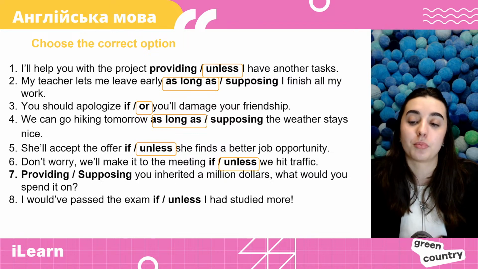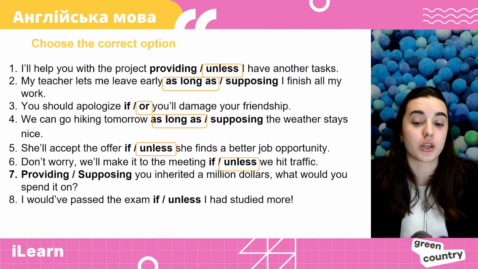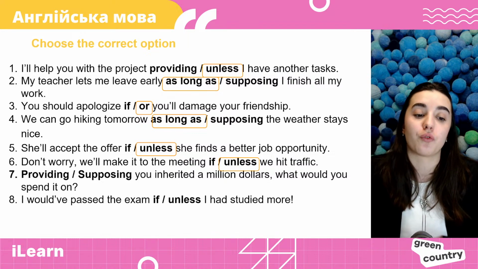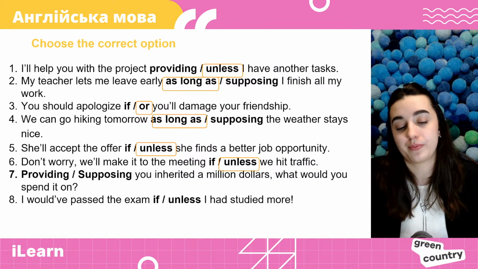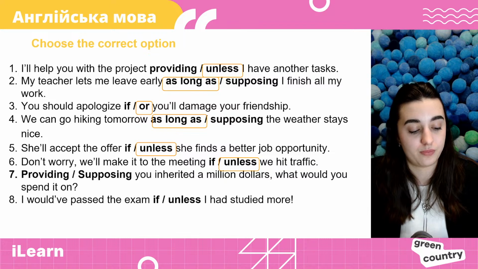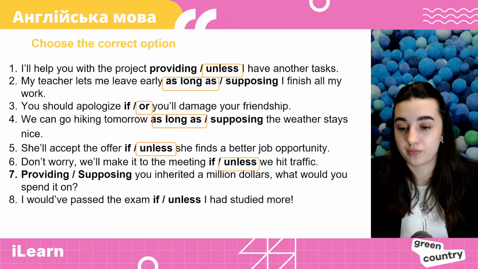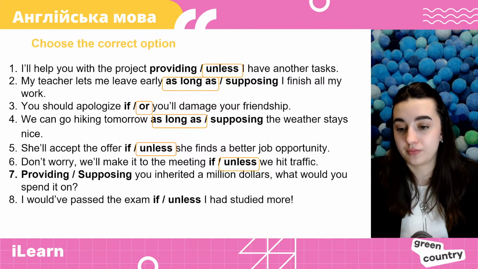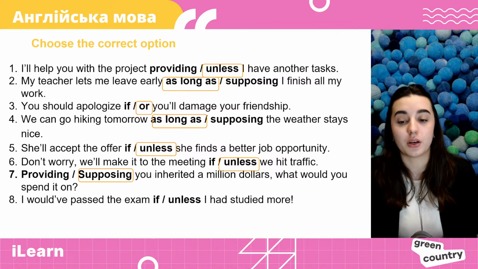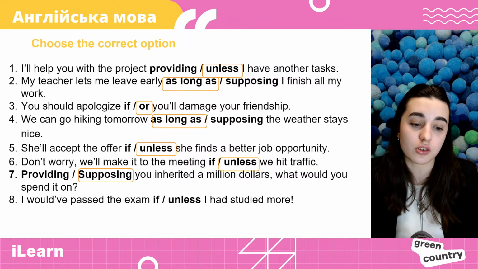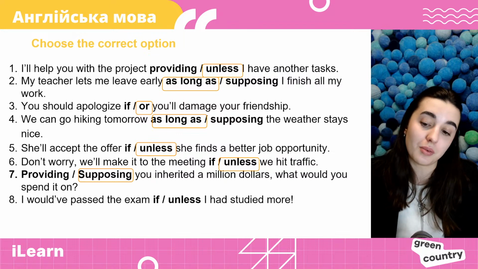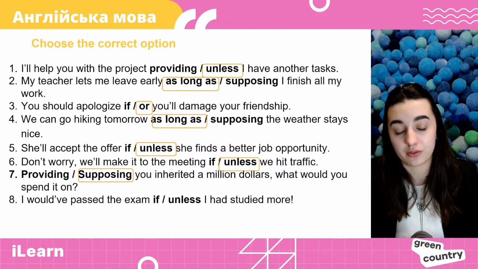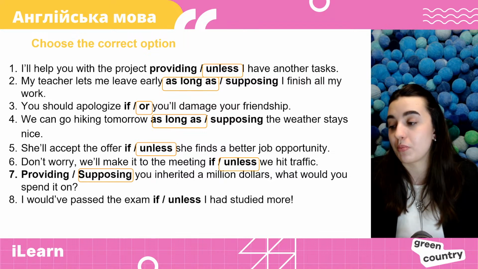Okay. Number 7. Providing or supposing you inherited $1 million. What would you spend it on? Okay, here we have supposing because it's unreal conditional. Here we have inherited, past simple, would spend, we have second conditional, that's why we use supposing.